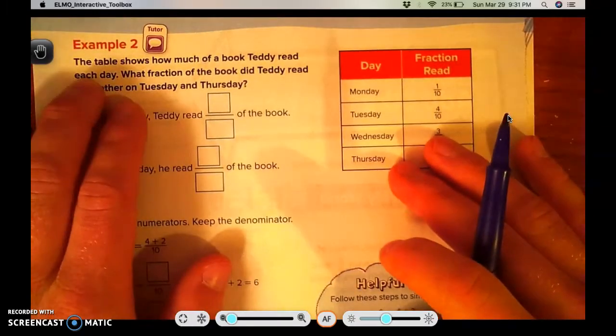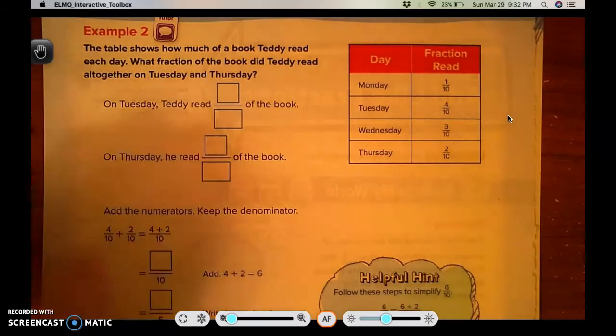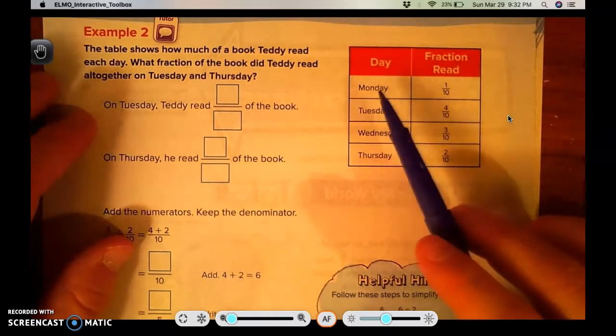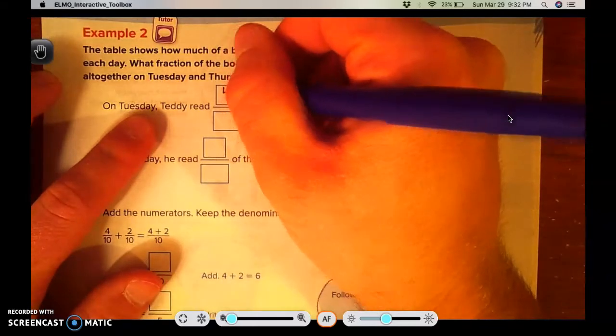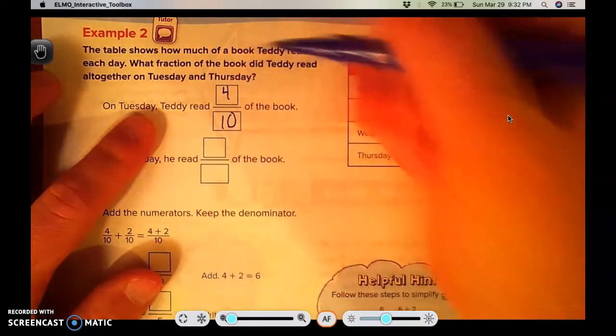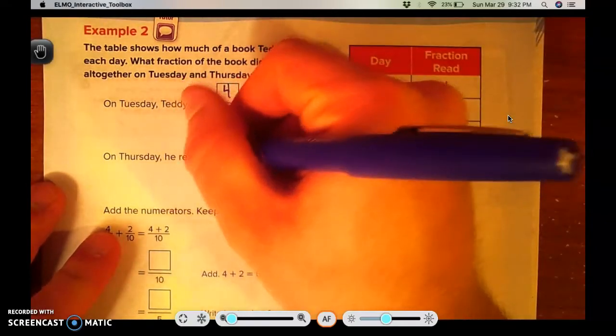So, next one. The table shows how much of a book Teddy read each day. What fraction of the book did Teddy read altogether on Tuesday and Thursday? Checking out this chart here, Monday through Thursday. On Tuesday, Teddy read 4/10 of his book. On Thursday, he read 2/10 of his book.